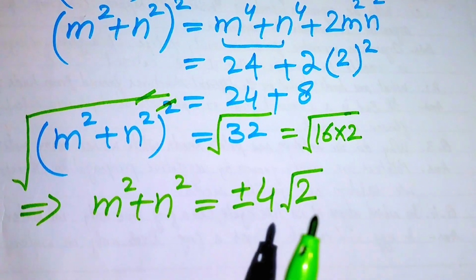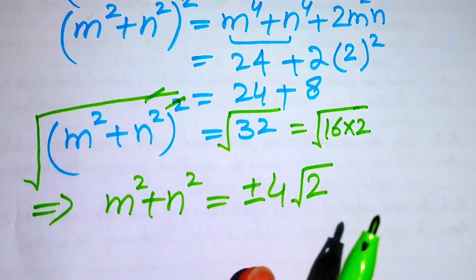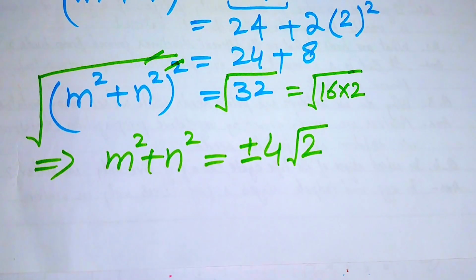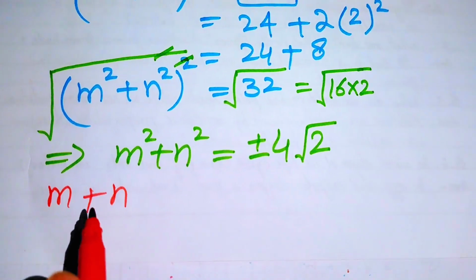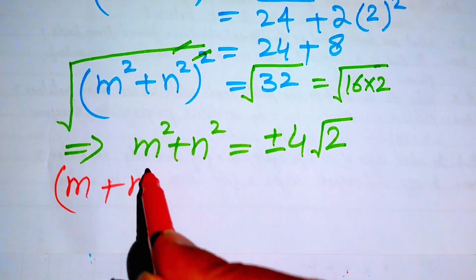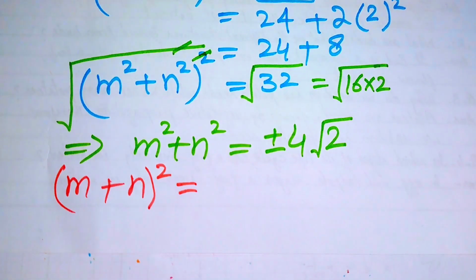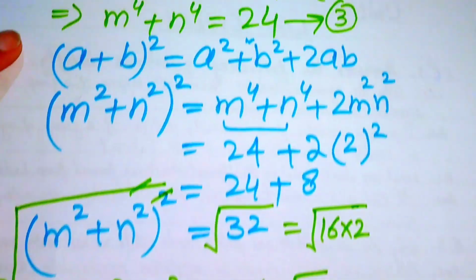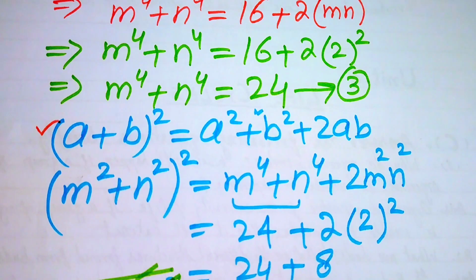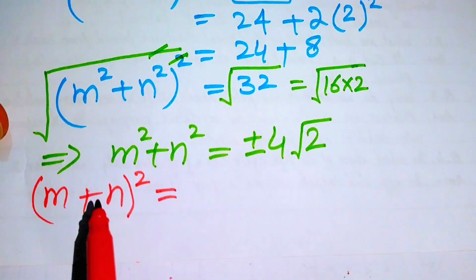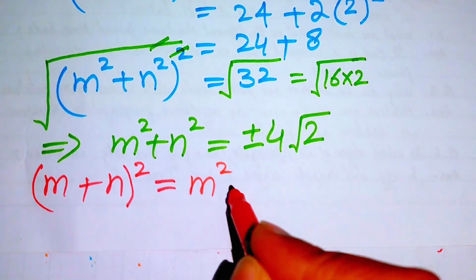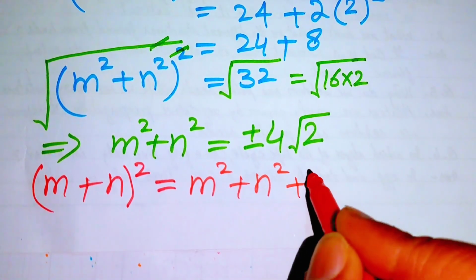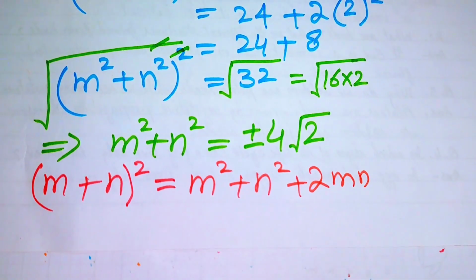And now after that we move towards our final destination, and our final destination is that we need to find the value of m plus n. So now we take the square of m plus n here, and we again use this square identity. When you use this square identity on this term, then we get here m square plus n square plus 2 times m into n.